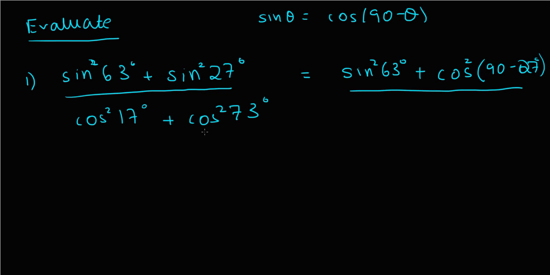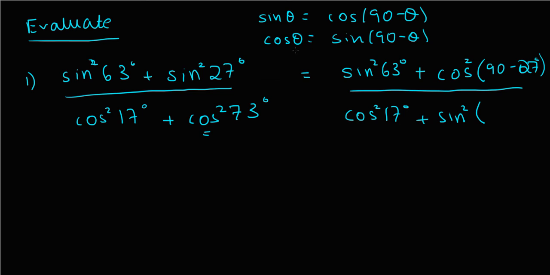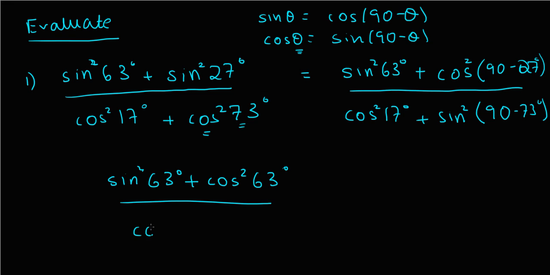Okay, and over here I'll convert this to sine. So I have cos square 17 degrees plus sine square. We know that cos theta is equal to sine 90 minus theta, where theta is whatever the angle of cos is. So that's 73 degrees over here, so 90 minus 73 degrees. So let's write down sine square 63 degrees plus this becomes cos square 63 degrees, by cos square 17 degrees plus this becomes sine square 17 degrees.